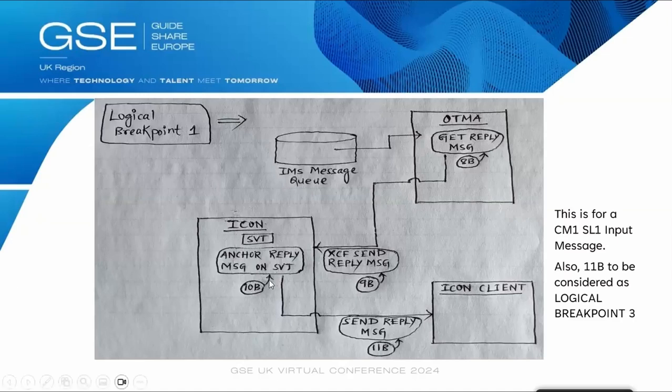Moving on to 11B, IMS Connect sends the reply message to the IMS Connect client and waits for the ACK or NAC. Let us consider 11B to be another logical breakpoint. Let's say logical breakpoint 3.